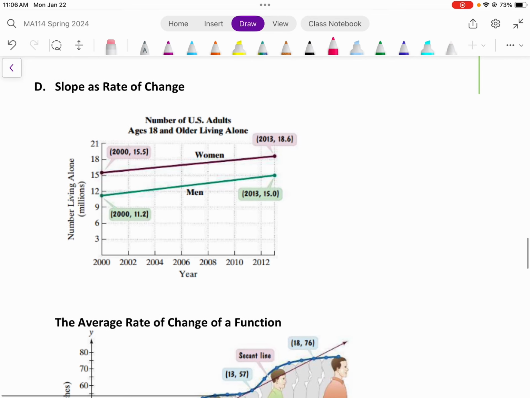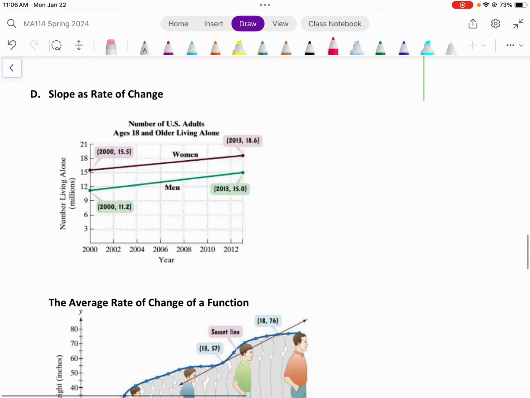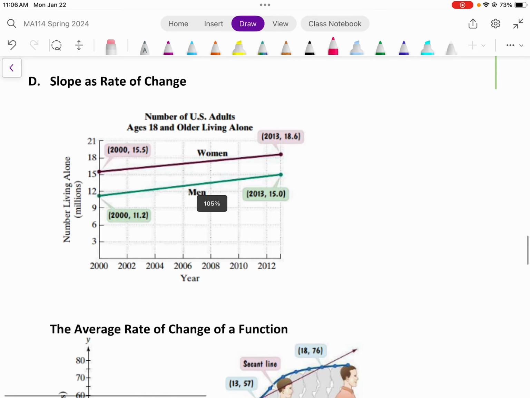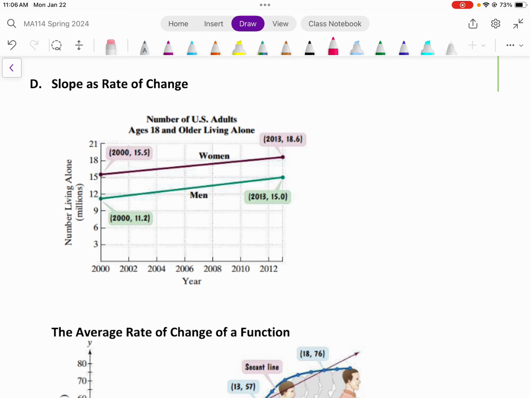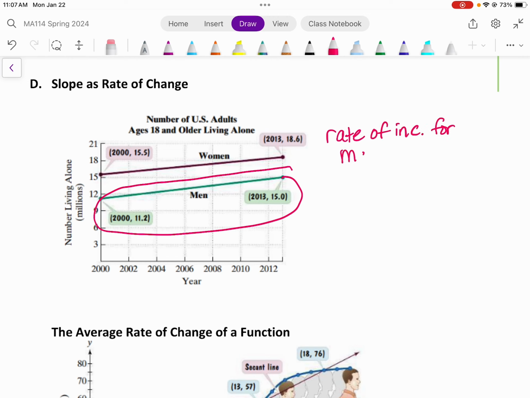Slope can also be rate of change, and we'll see that with application functions. So if you're interested in the rate at which the number of adult males living alone has increased, you would be finding the slope for the males. So the rate of increase for males would just be the slope for the males.